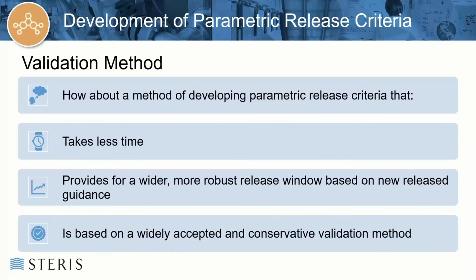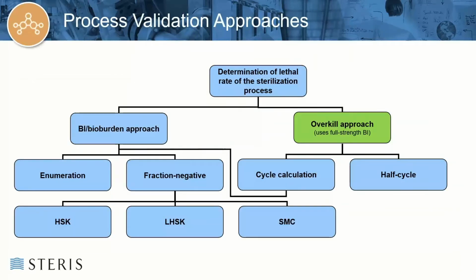So now we would look at developing a method to validate parametric release from the beginning. This method would take less time. It would also provide for a wider, more robust release window based on new released guidance. And it's also based on a widely accepted and conservative validation method. So what we look at over here, your common process validation approaches, you would have your BI bioburden approach and your overkill approach. We'll be concentrating on an overkill approach.